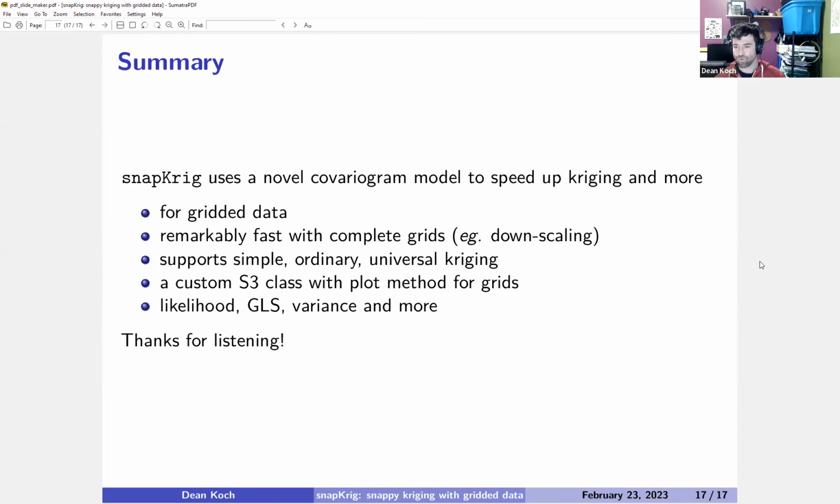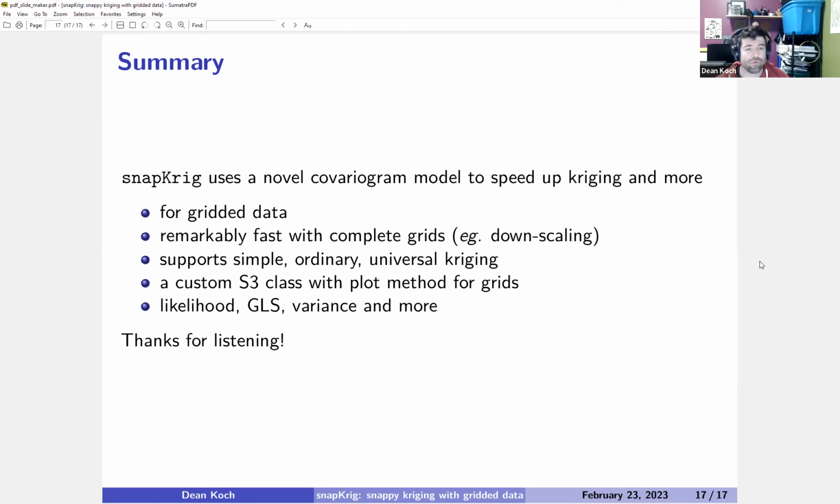I've talked for a while, so I'm going to stop now and just recap. snapKrig uses a novel covariogram model, something that's unusual, not often seen, and not implemented yet in R, to my knowledge. And this allows it to speed up kriging prediction and more. The package is for gridded data. So remember, you have to snap your irregular points to a grid first before you can use it. But it is remarkably fast, particularly if you have complete grids, such as in a situation where you're downscaling.